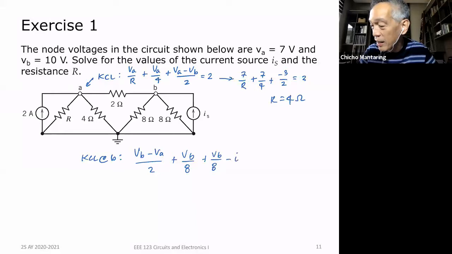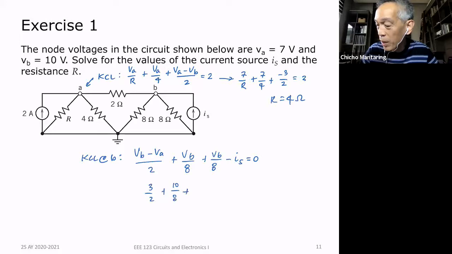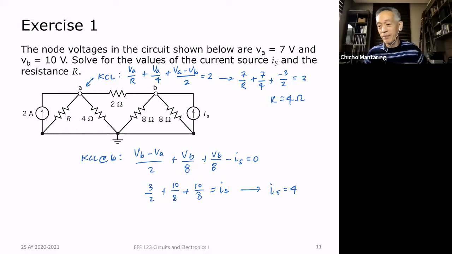Again, simple substitution. Okay. VB minus VA, that's 10 minus 7, that's 3 halves. Plus VB over 8, so that's 10 eighths. Plus 10 eighths is equal to IS. So if you solve for this, you're going to get IS is equal to 4. Any questions with regard to this? So again, it might look intimidating, but the solution is very simple.